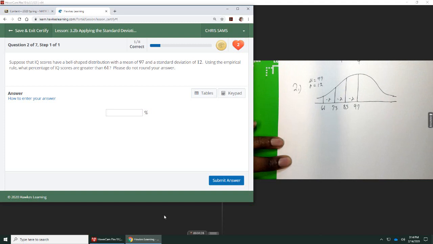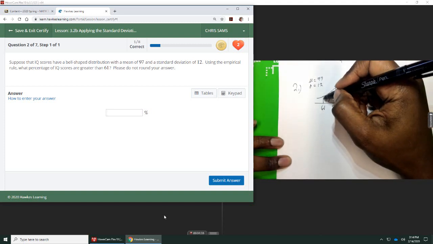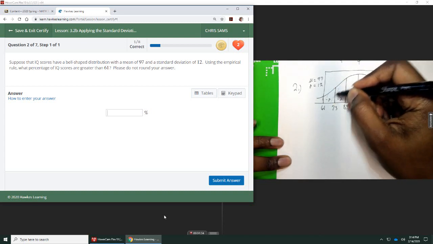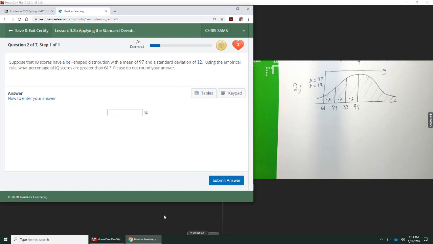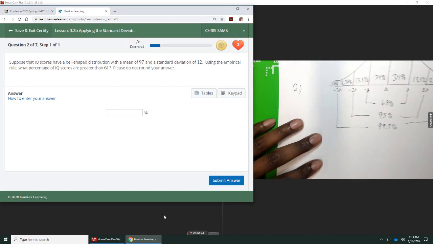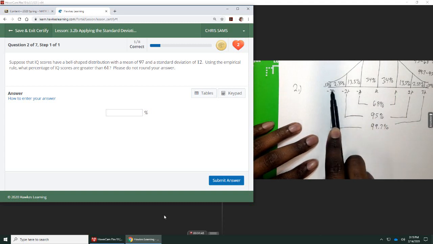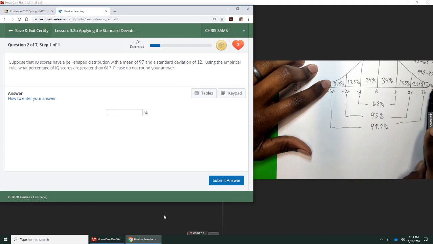We want to know how many people scored greater than 61. So starting from 61 and going this way. So we want all of this. We want all of this part right here. Okay, so here's how we can do that. One of 2 ways. I'm going to pull back up our breakdown. So since we went 1, 2, 3 standard deviations, I want to add up all of these numbers, and that's going to give me my total.